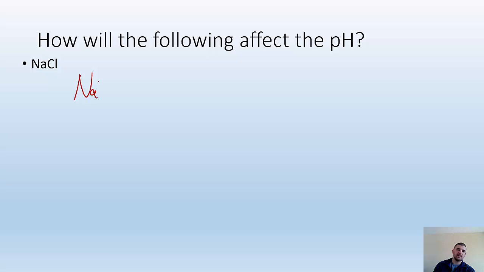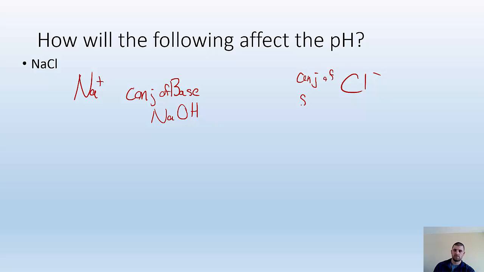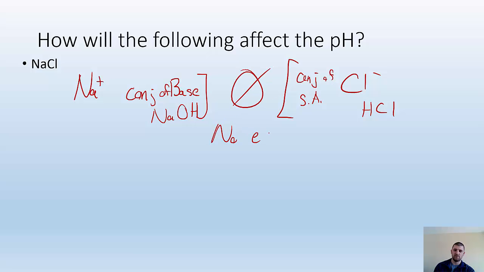That is an Na plus ion, which is like the conjugate of a strong base, right? So it looks like that could have been NaOH, which is going to be a strong base. And the chloride ion looks like it's the conjugate of a strong acid. Right? It looks like it's the conjugate of HCl. So if I got the conjugate of a strong base and the conjugate of a strong acid, they're going to neutralize themselves and they're not going to have any effect. So no effect there.